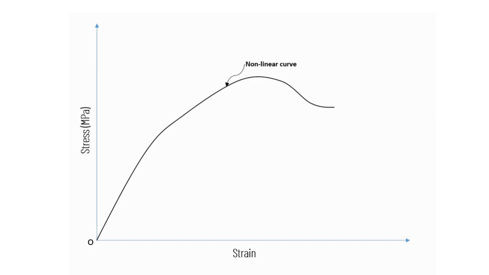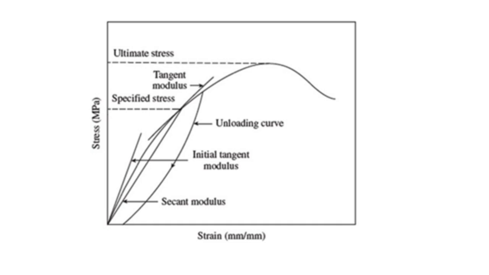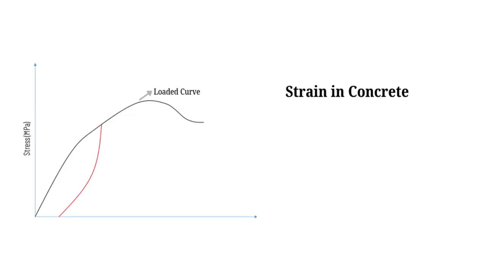Because of this, when you unload concrete, it doesn't follow the same path back as mild steel does. After unloading, concrete doesn't return to its original state. It's left in a different condition than it was before. So, after unloading, the material gets strained by a certain amount, as shown on the graph. This means that we can't apply Hooke's law here, and we can't directly use the equation to determine the modulus of elasticity. Hence, we use various modulus terms to get the slope of the stress-strain curve.